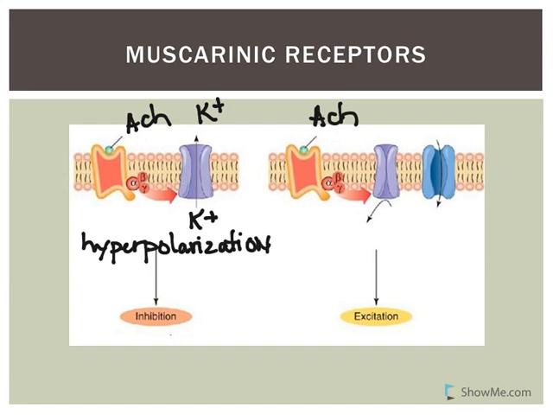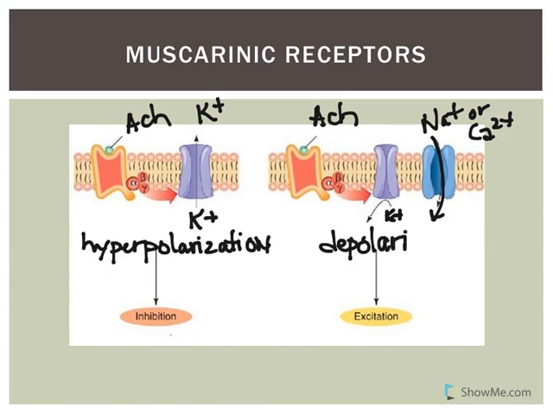On the right, the acetylcholine bound to this specific muscarinic receptor, it could have had a number of different things. It could have closed a potassium channel or opened up either a sodium or calcium channel. So these sodium and calcium will enter. In this case, potassium won't leave. What results from either of these is depolarization, which is excitatory.